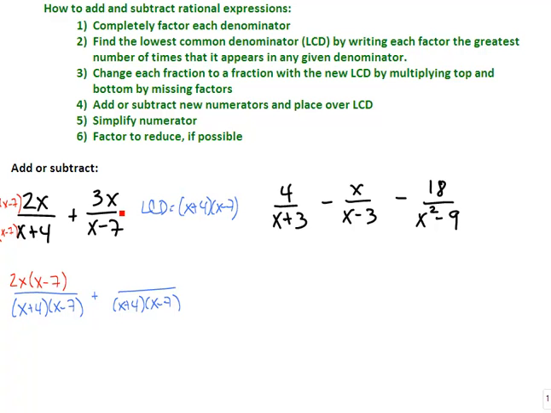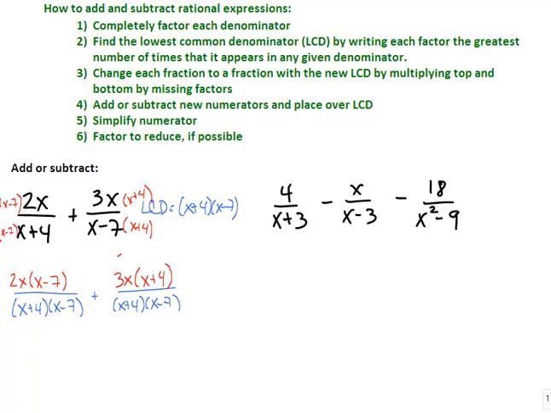Let's try that again with the second fraction. In the second fraction, I have x minus 7 in the denominator. I'm missing the x plus 4 factor. So we would need to multiply by it on the top and on the bottom to keep the fraction balanced. So I have my original numerator, which was 3x, times the missing factor. So here are my two new fractions. They have the right denominators, and we've had to change the numerators.